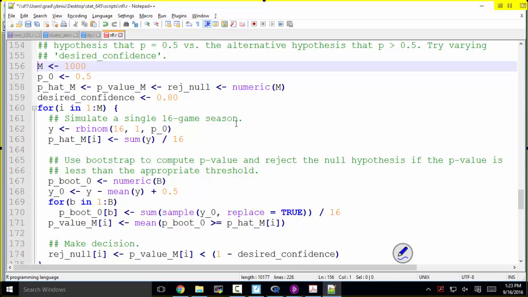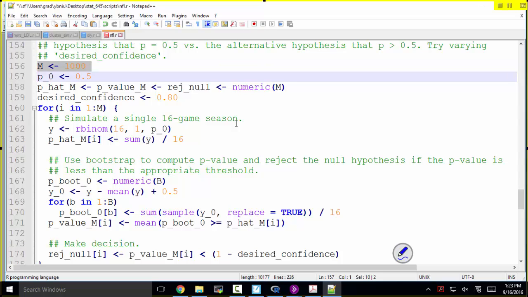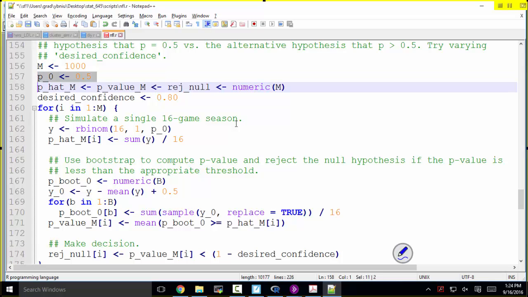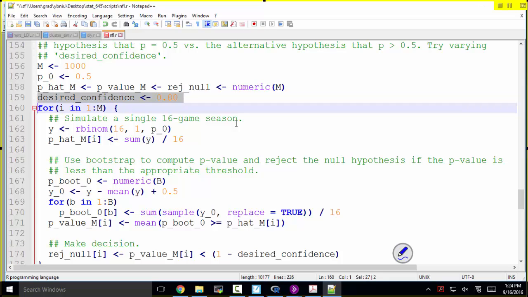Here's one. I'm going to simulate 1,000 times, and we're going to initially say that the null hypothesis is true. The probability of winning a game is 0.5. I'm going to do inference at 80% confidence. We could change that to 90, 95%.